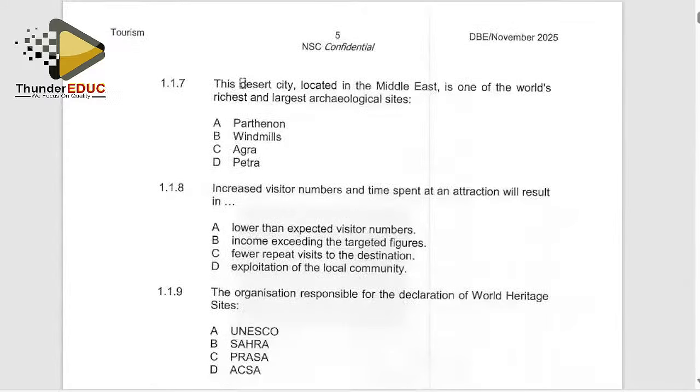That's Desert City. Our key term there is Desert City, and it's located in the Middle East. It is one of the world's richest and largest archaeological sites, also a key term there. So the city which we are looking for here will be Petra, which is located in Jordan. Jordan is located in the Middle East, so this is the appropriate answer here.